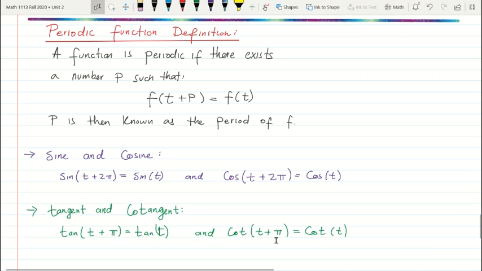Therefore, cotangent has a period of pi, just like tangent.